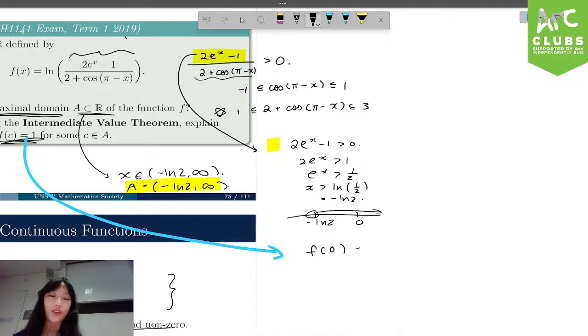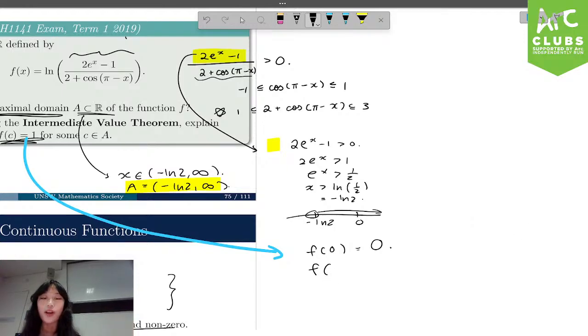We want to consider f of 0, quite intuitively, because it's quite an obvious thing to consider. F of 0 is 0, because the top is 2e to the 0 minus 1. The bottom is 2 plus cosine pi, which is just 2 minus 1, which is just 1. And when we log that, we get 0. So f of 0 is 0.